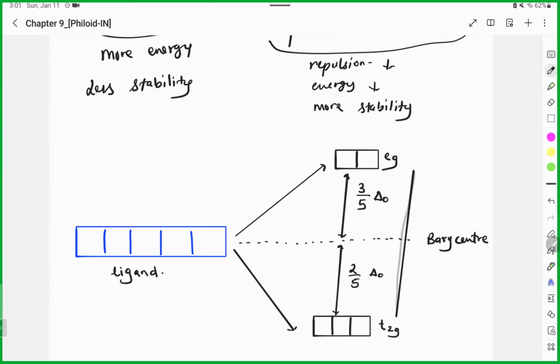In this situation, if you take the total difference between the energy levels, this is for the octahedral. For the octahedral, what is the energy gap between these two?